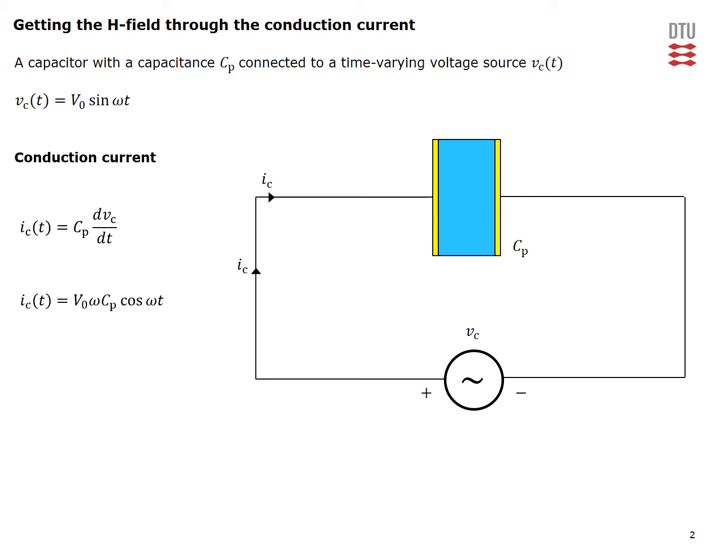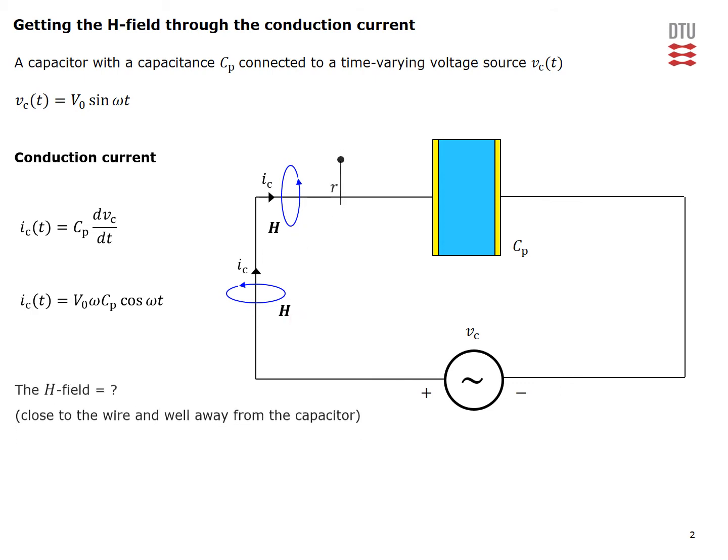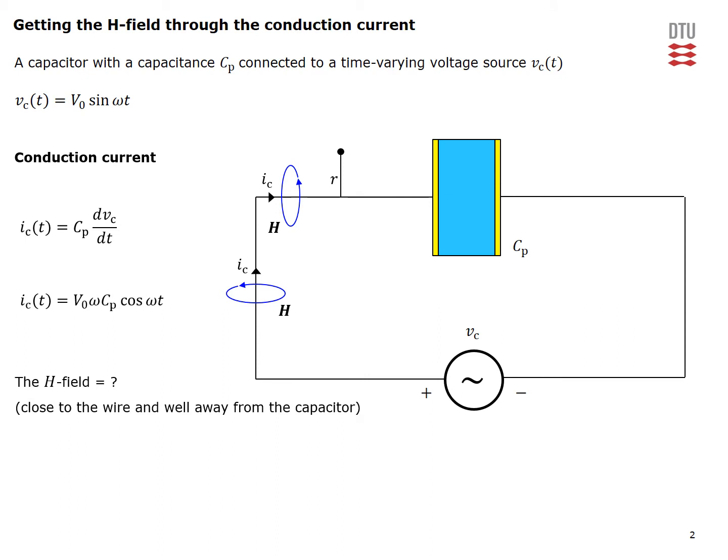As it flows through the circuit, it will give rise to a circulating magnetic field around the current, and we have illustrated here a few field lines for the magnetic field intensity. And now we would like to determine the magnitude of this magnetic field intensity around the wire. At least if our observation point, which is shown here, is close to the wire and well away from the capacitor gap, we essentially have a cylindrical symmetry, and the situation is equivalent to that of an infinitely long wire.